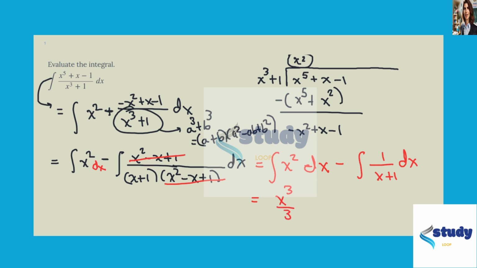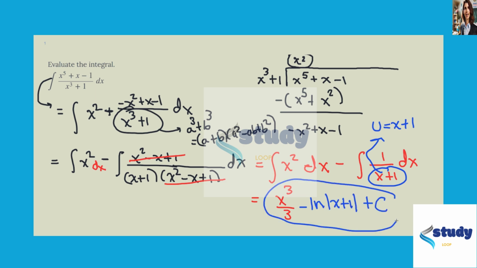For the second integral, if that plus 1 is bothering you, feel free to go do a u sub. Here you can take u to just be x plus 1. Then you have natural log, absolute value, x plus 1, and then don't forget the constant c of integration. And that's our answer.